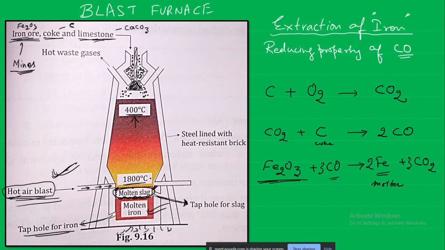Which of the following is an allotrope of carbon having an octahedral structure? Diamond, yes, that is correct. Diamond is going to have an octahedral structure. What about graphite? The graphite has a hexagonal structure, sir. Hexagonal structure. What about coke?